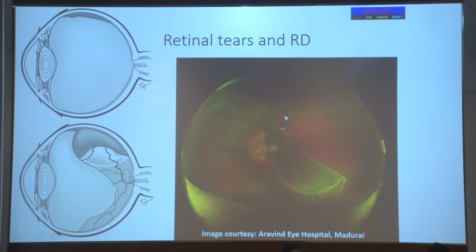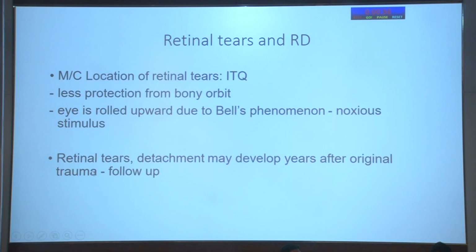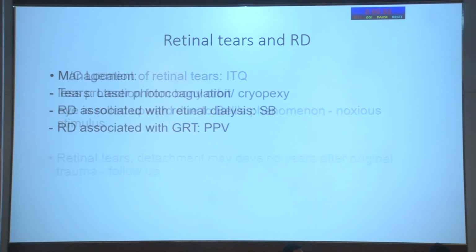So this is a case of GRT that happened post-trauma. The basic difference between a GRT and retinal dialysis, as we all know, is that a GRT is not supported by the vitreous, so the retina tends to fall back on itself. And the most common location of tears will be the inferior temporal quadrant because this is the least protected quadrant. And management in case of tears, we can go ahead with laser or cryopexy. Retinal detachment associated with dialysis, we have to go for buckling. And those associated with GRT, we have to go for PPV.